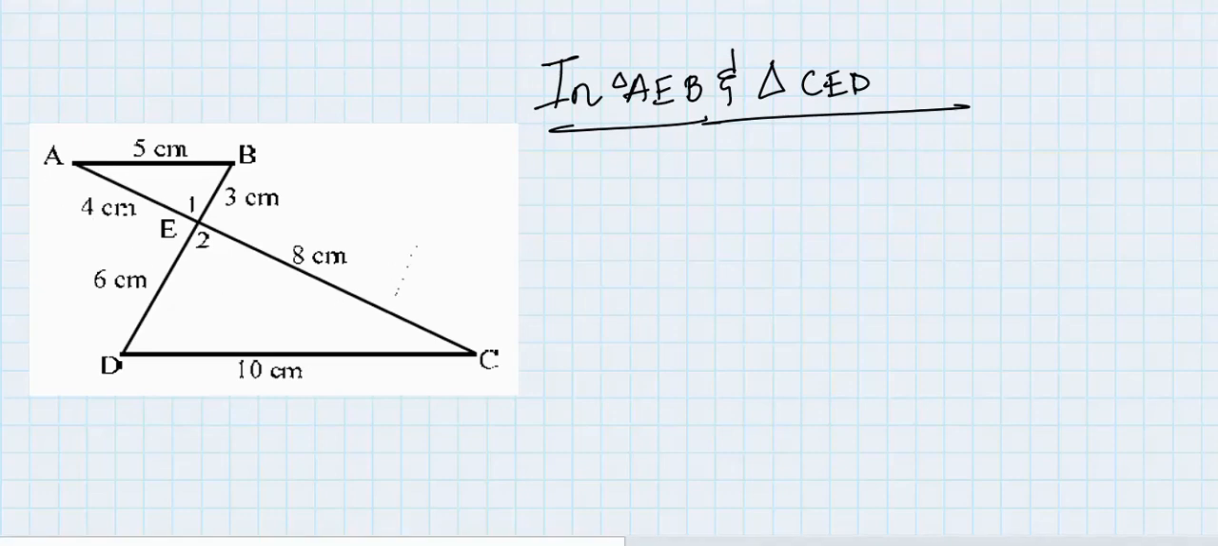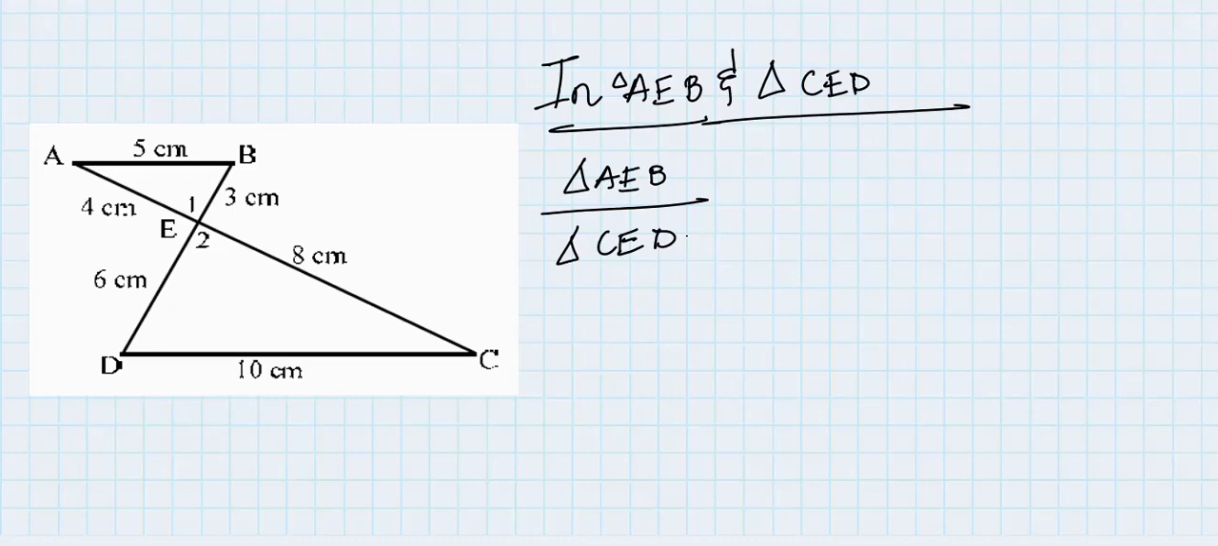So for me to do that, I'm going to say triangle AEB over triangle CED. And by that, what do I want to do? I want to make sure that when I compare the sides, everything that has to do with triangle AEB, which is the smaller triangle, I make it the numerator. And everything that has to do with triangle CED, which is the bigger triangle, I make it the denominator. If you don't understand that, please rewind it and listen to that again.